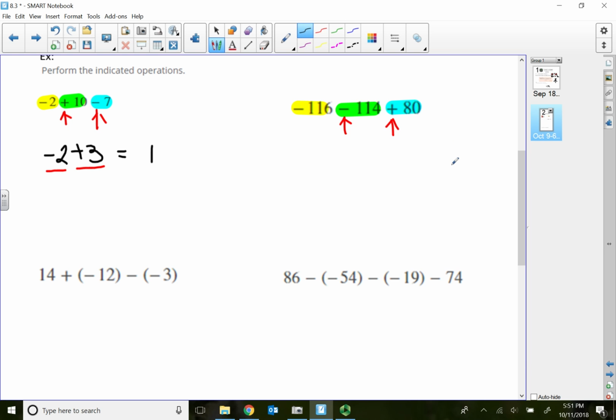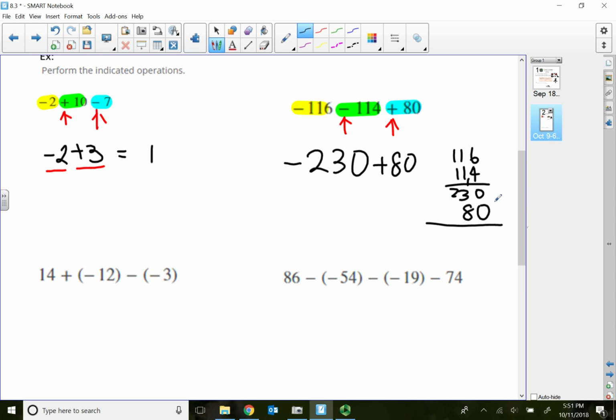When we take 116 and 114 and add them up, that should be 230. Would it be positive or negative 230? Since both terms are negative, it will still be negative 230 plus 80. Now these 2 terms have opposite signs, so we will subtract them. In our head, we take 230 minus 80. 13 minus 8 is 5, and 2 becomes 1. So that'll be 150 when we first subtract them. Since I have more negative than positive, my answer will be negative.